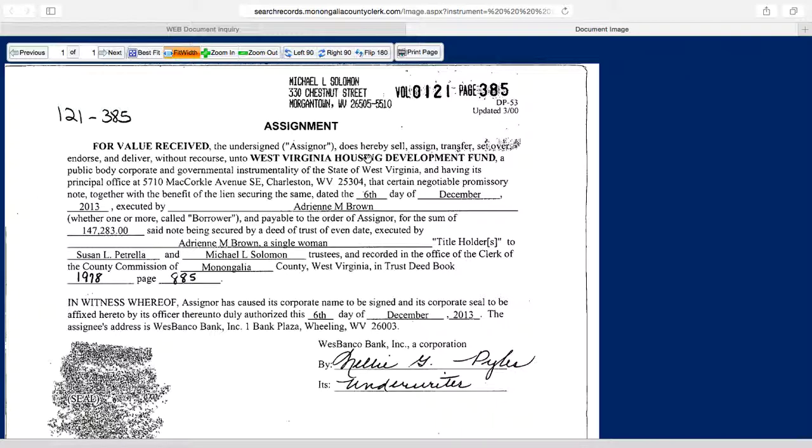So in 2014, we've got the West Virginia Housing Development Fund has been assigned, if you read through this, by WesBanco the $147,000 loan, $147,283. So WesBanco is no longer involved. They sold this loan to the West Virginia Housing Development Fund. So now she's going to be making her payments to them and not to WesBanco. Again, we must note that.